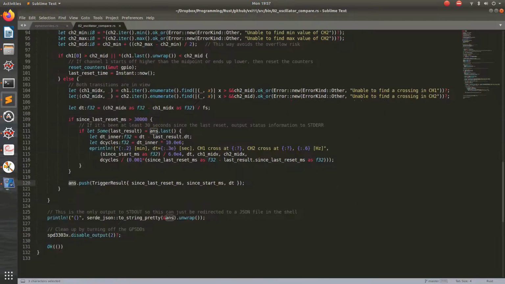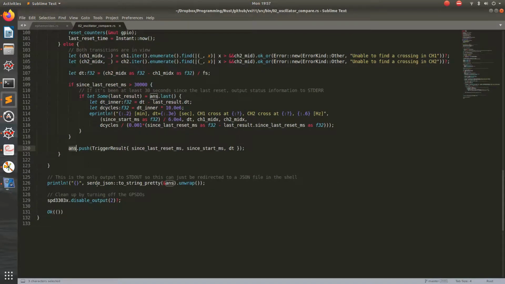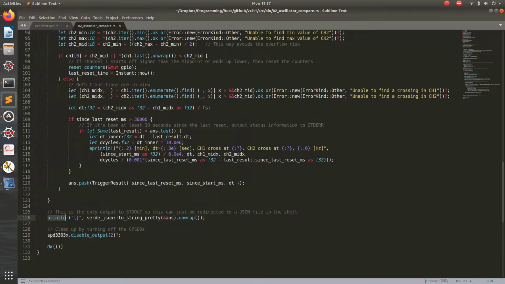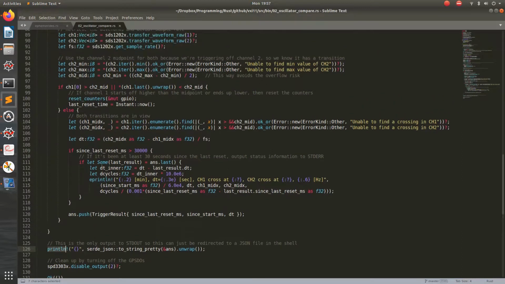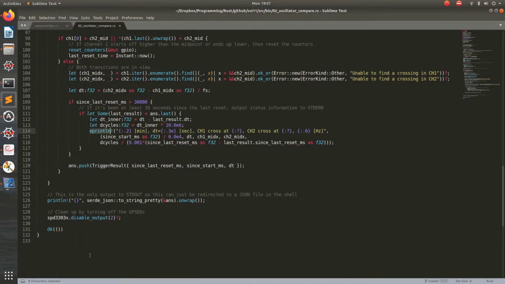And then once we've got the number of records we want, we come out here and print the results to standard out, and then turn off the power to the oscillators, and then we're done. This is the only place where it actually outputs to the standard output pipe. Everywhere else, we're using this ePrint line, which outputs to standard error instead of standard out. So if you're using Linux or a Unix-based system, you can pipe it to a file without getting all this other stuff in there too. So you just end up with a JSON file if you do it that way.